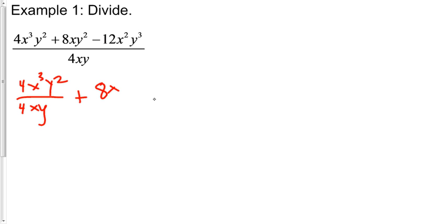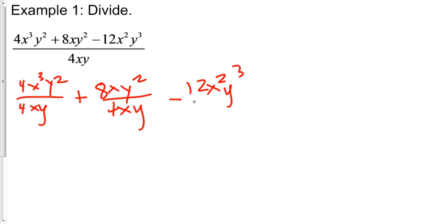Okay, so the middle term again is 8xy squared over 4xy. And then there's a minus sign, so you're going to subtract 12x squared y to the third over 4xy. Okay, so everything gets divided by 4xy. Now we just reduce these fractions.